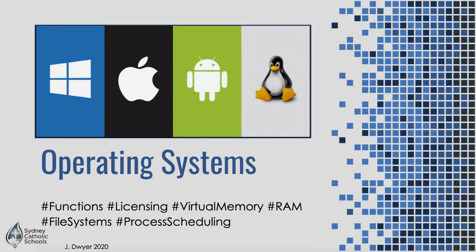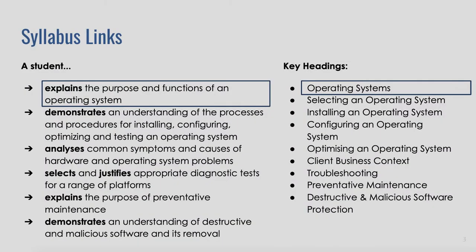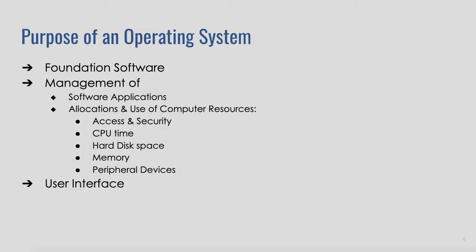So here's lesson 1. In today's presentation, we're specifically looking at your ability to explain the purpose and functions of an operating system under the syllabus key heading of operating systems. So we'll get started. The purpose of an operating system is to act as a medium between the physical hardware and the software of the computer. It gives the user the ability to interact with both this hardware and this software. It is the foundation software that the whole computer is built upon.